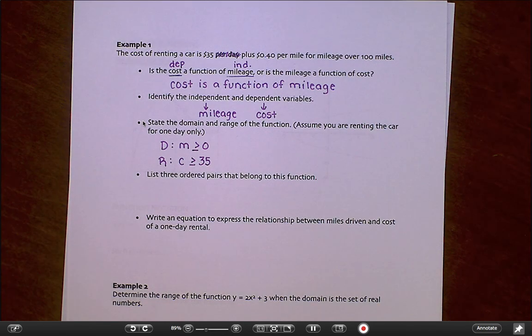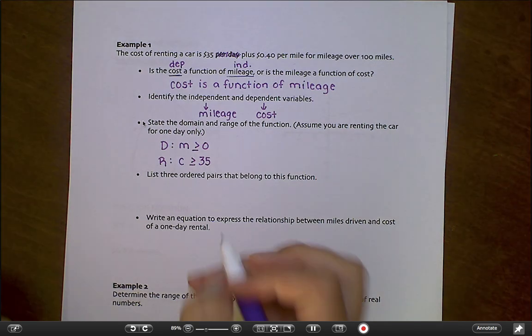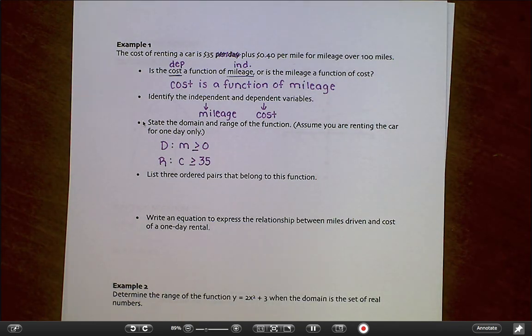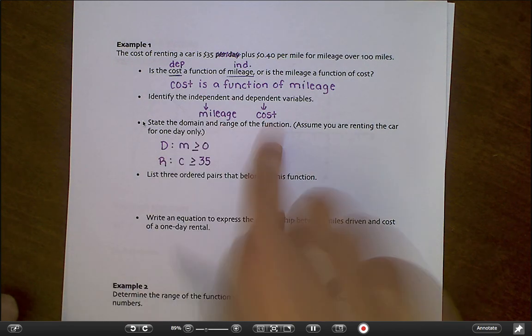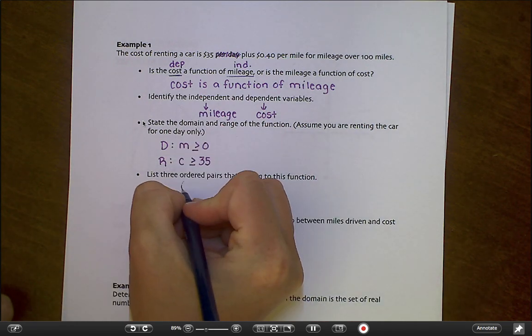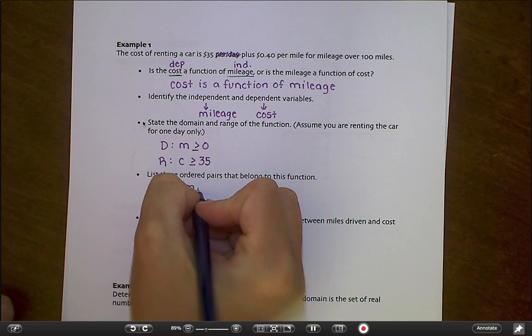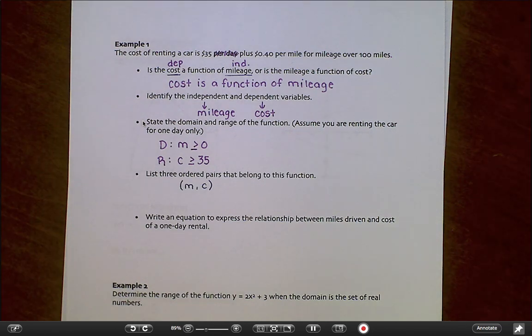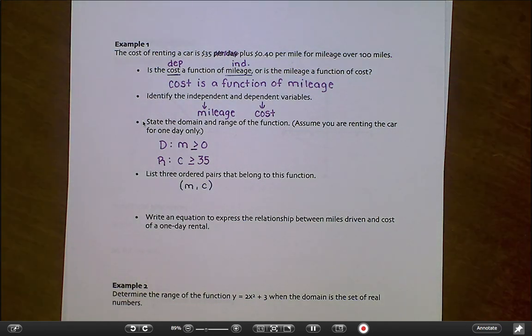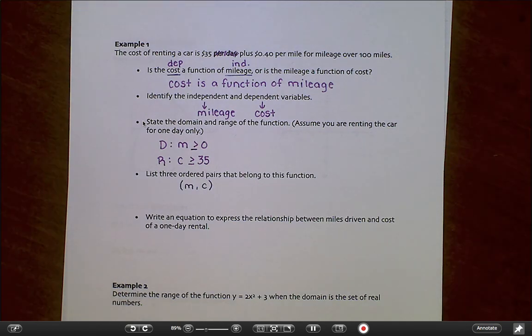Okay, so now let's list 3 ordered pairs that belong to this function. So what I'm looking for when I say ordered pairs is pairs of mileage and cost that go together. So I want to pair a mileage with a cost, and I'm doing the mileage first because that's my independent variable. Okay, so we're just going to make up some mileages. That's a weird word to say, but and figure out what the cost would be.